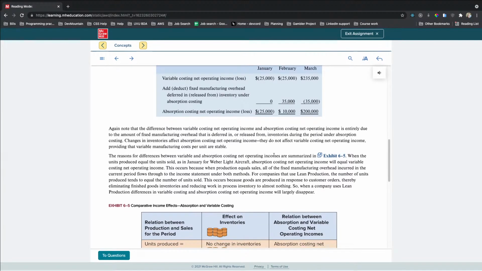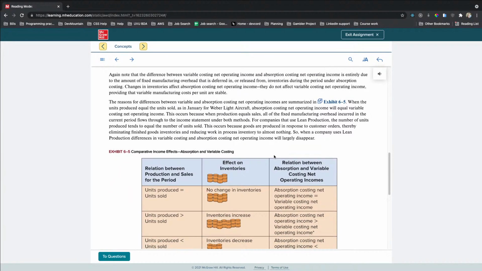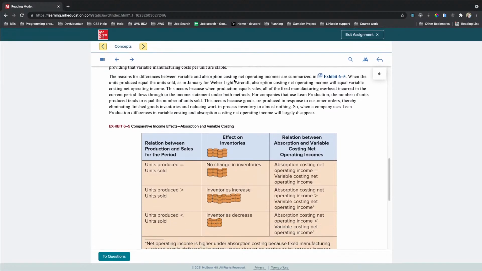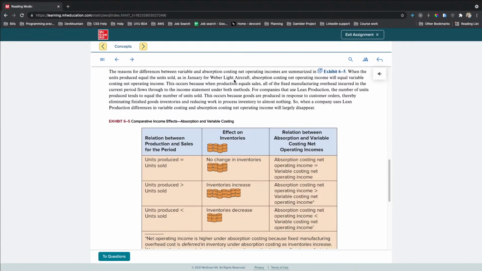So again, note that the difference between variable costing and absorption costing net operating income is entirely due to the amount of fixed overhead that is deferred in and released from inventories. Yes, beat a dead horse.